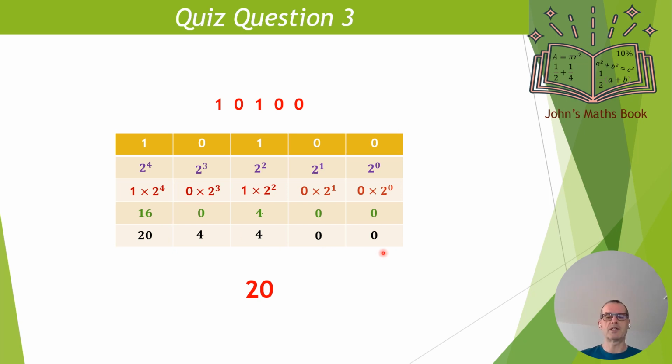So we added these numbers up. So we have 0 plus 0 is 0. 0 plus 4 is 4. 4 plus 0 is 4. 4 plus 16 is 20. So the answer is 20.